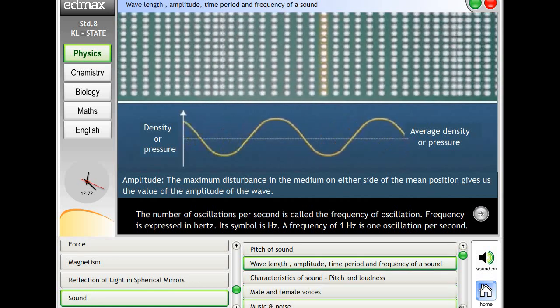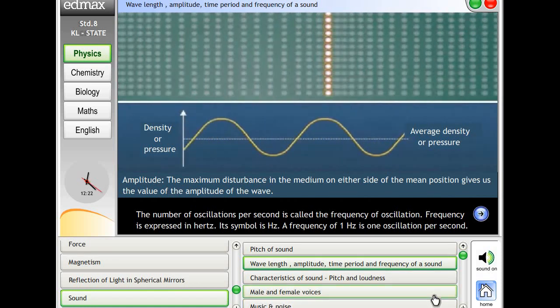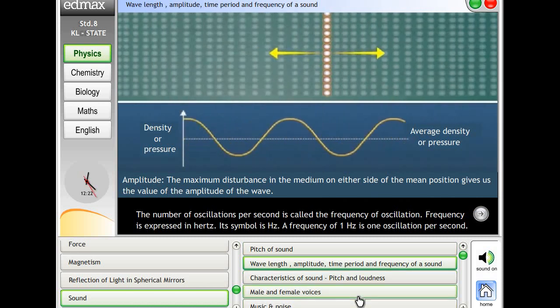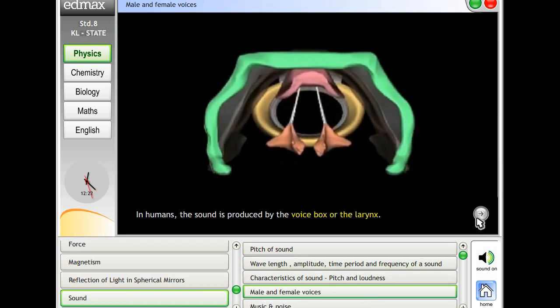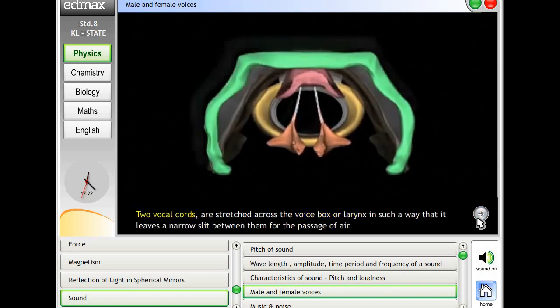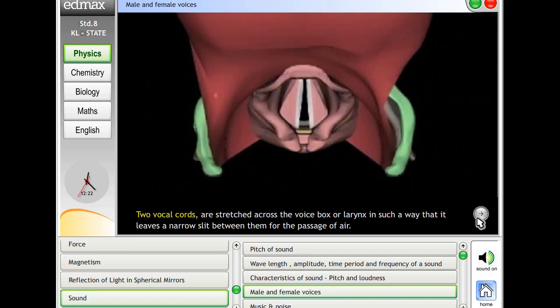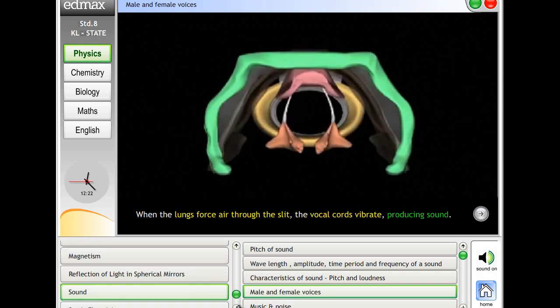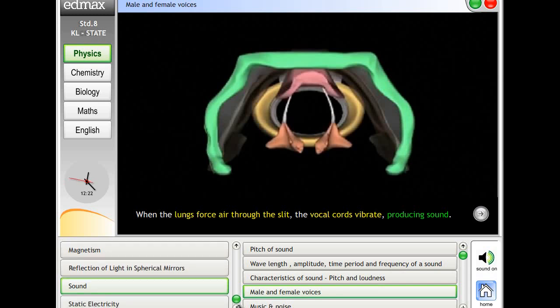Wavelength, amplitude, time period and frequency of a sound. The number of oscillations per second is called the frequency of oscillation. Sound produced by humans. In humans, the sound is produced by the voice box or the larynx. Two vocal cords are stretched across the voice box or larynx in such a way that it leaves a narrow slit between them for the passage of air. When the lungs force air through the slit, the vocal cords vibrate, producing sound.